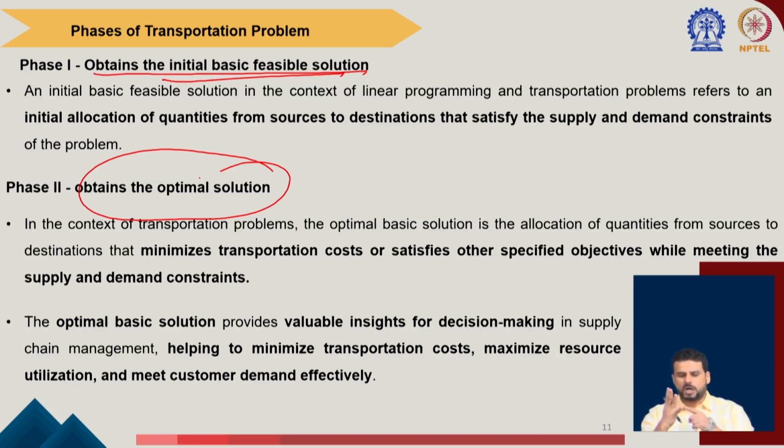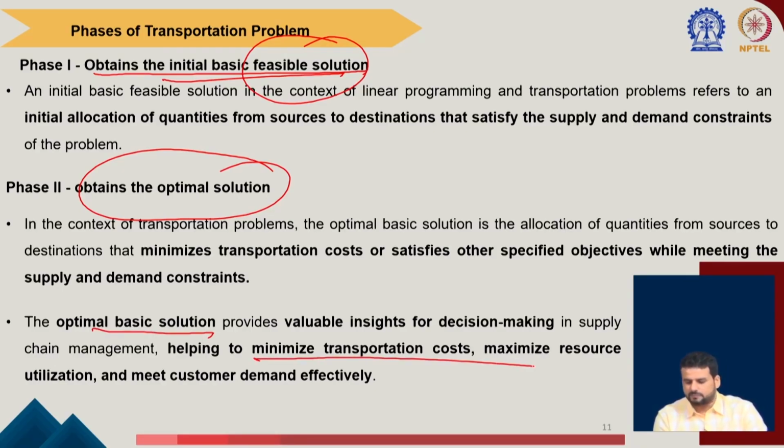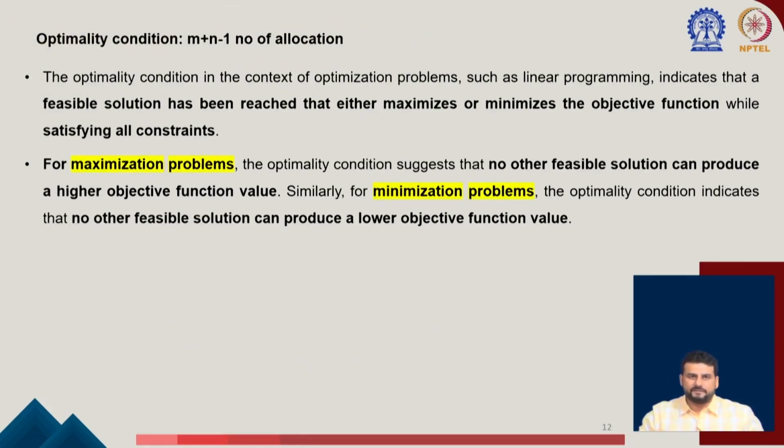First, if you talk about the transportation problem, assignment problem, simplex problem, all these linear programming algorithms, we are initially finding the initial basic feasible solution and then we try to maximize if we are talking about profit, minimize if we are talking about the cost, right. This objective function, either we will maximize or we will minimize, only 2 things are there. The optimal basic solution provides valuable insight for decision making in supply chain management, helping to minimize the transportation cost, maximize the resource utilization and meet the customer demand effectively.